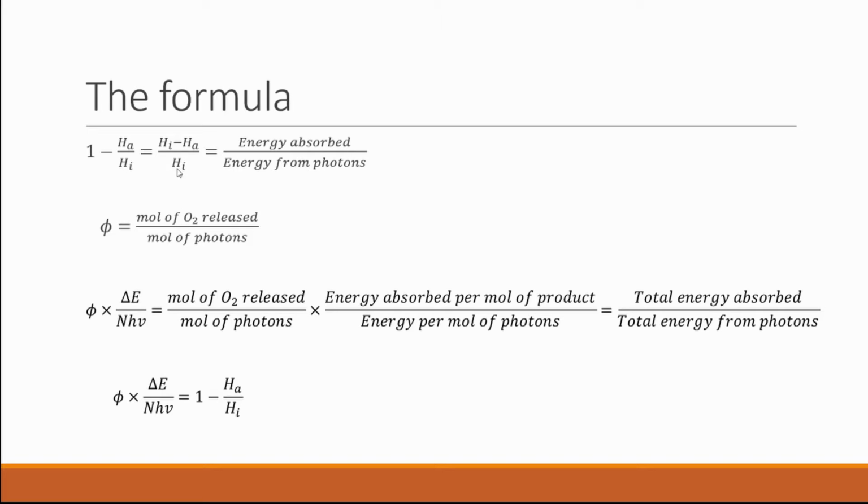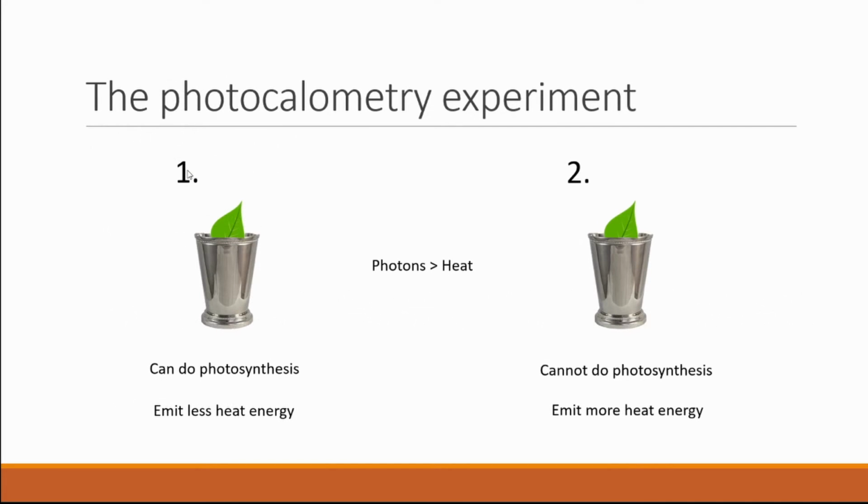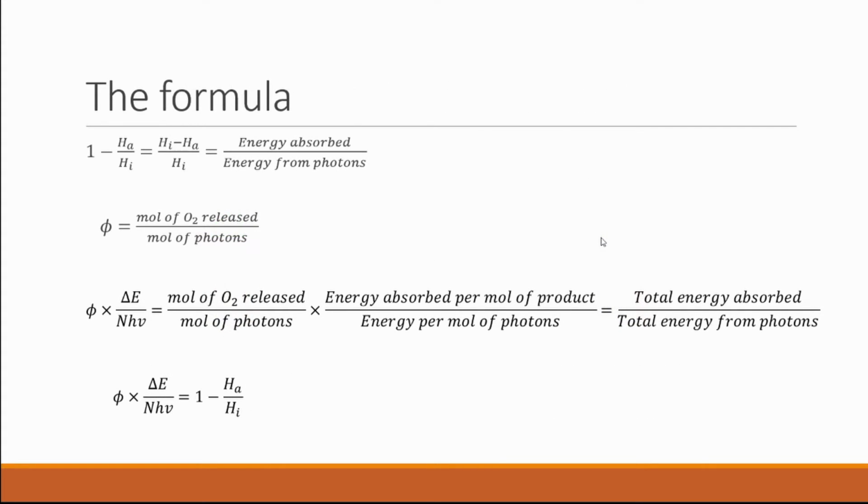So HI is basically the heat from the inactive sample. We worked on the general assumption that 100% of the photons are being converted into heat energy. So when we were measuring the heat from the inactive sample, we can directly translate that into the energy that comes from the photons.